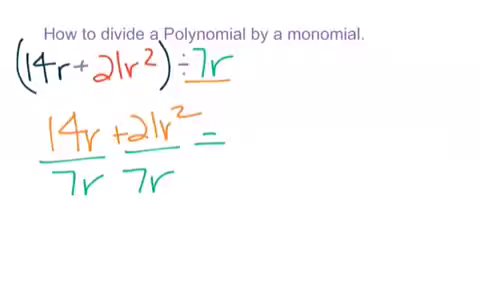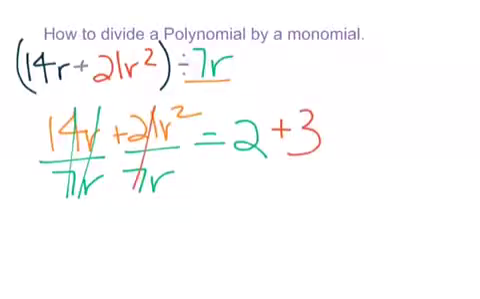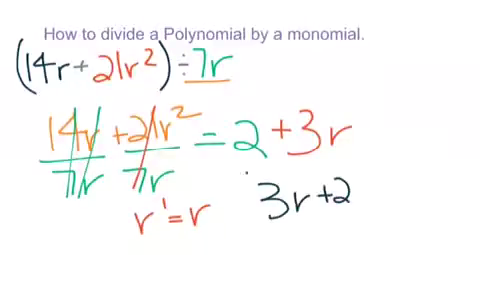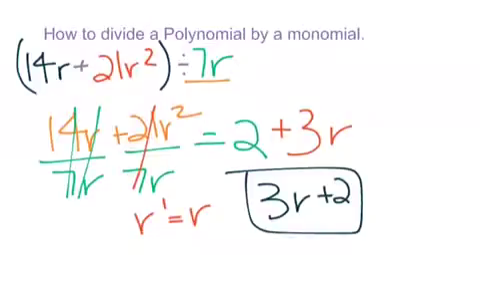Okay, 14 divided by 7 is going to give us a 2. r over r is going to cancel out. That nugget's done. Okay, plus 21 divided by 7 is going to give us 3. Then r squared over r is going to give us an r to the 1st, which is really just r. So our final answer is going to be 3r plus 2. Okay, that's it.